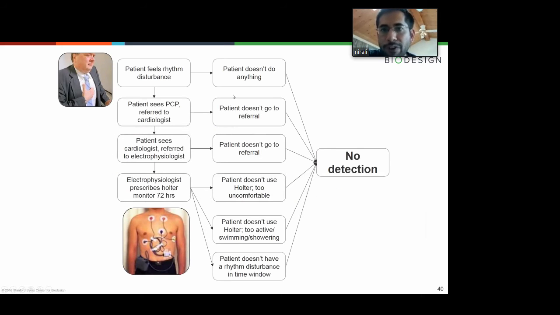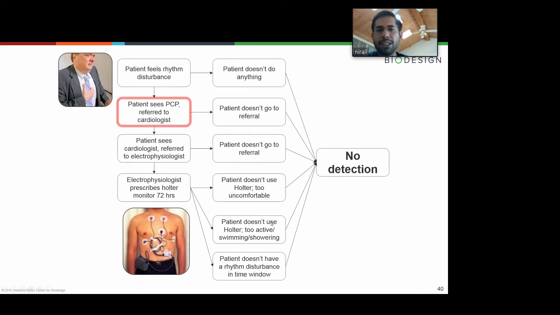So here's a typical flow of a patient. This is why patients don't get checked, because they have such a long, complicated process. First they feel something, they either don't do anything or there's no detection, but then they see their primary care doctor, the PCP we call it here, who then refers to the cardiologist. The cardiologist has to refer to another specialist, the electrophysiologist. Then they do this monitor and you have to put on all these wires.